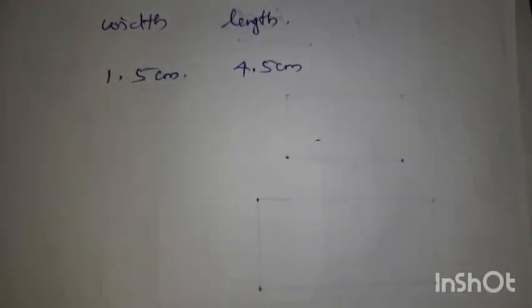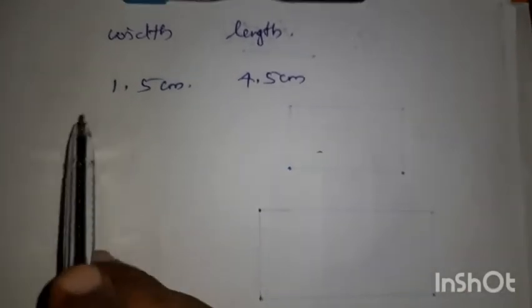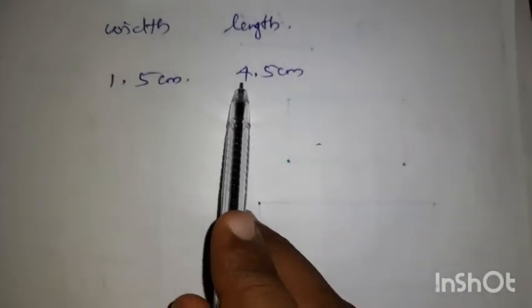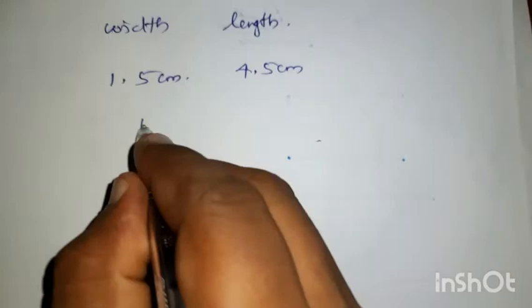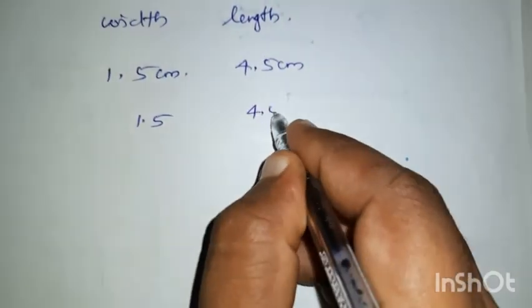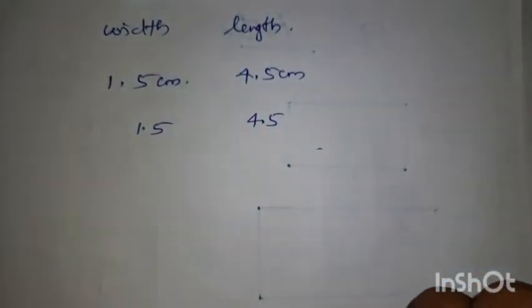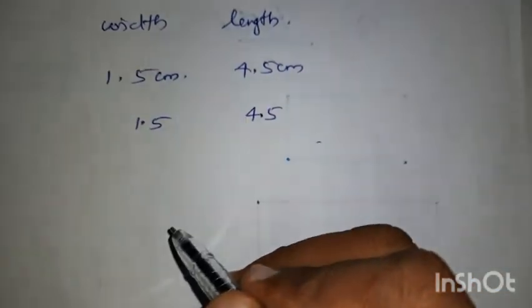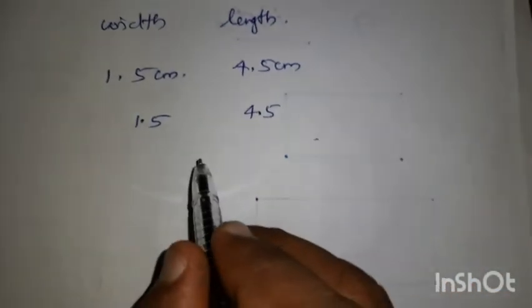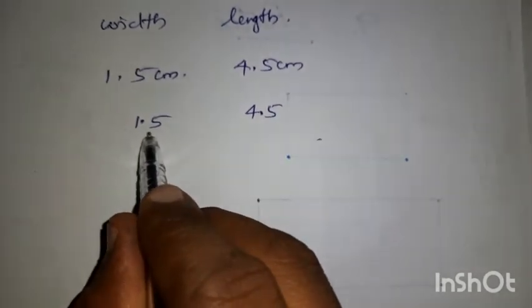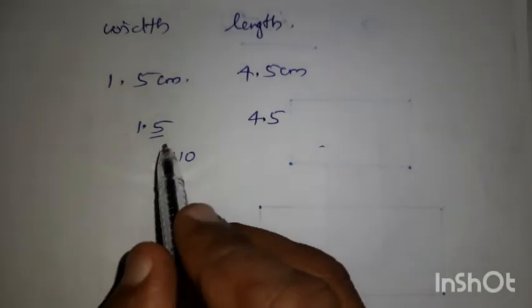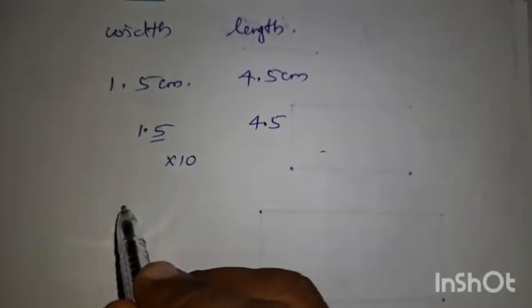What about decimals? So you can see it is 1.5 and 4.5. There is a decimal place. How will you find out the ratio? So here you have to remove these decimals. How to avoid decimals? If there is 1 decimal place, you can multiply by 10. If there are 2 decimal places, you can multiply by 100.